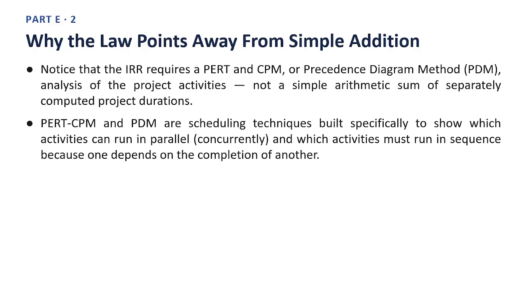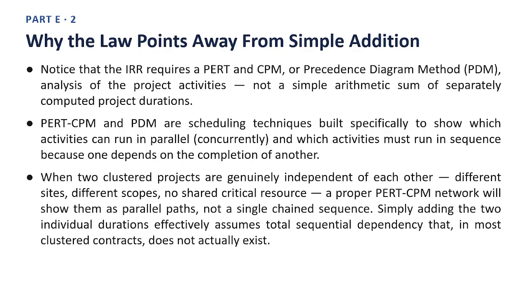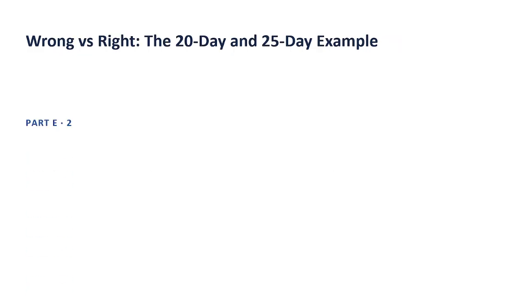Point 3. When two clustered projects are genuinely independent of each other, different sites, different scopes, no shared critical resource, a proper PERT CPM network will show them as parallel paths, not a single chain sequence. Simply adding the two individual durations effectively assumes total sequential dependency that, in most clustered contracts, does not actually exist. Taken together, these points give you the practical, working picture of why the law points away from simple addition. Next slide. Wrong versus right.